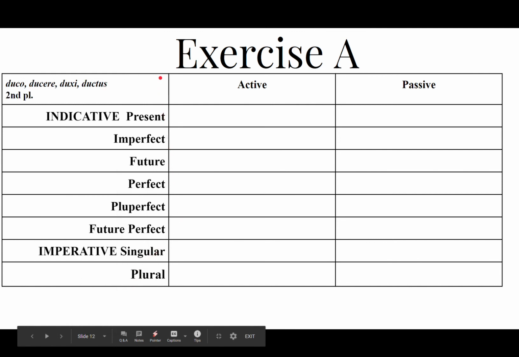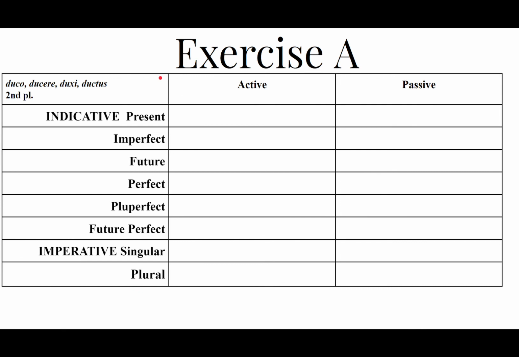Duco, ducere, duxi, ductus. Second person plural. All right, so a very ubiquitous verb; this verb is all over the place. The present stem is duc. It's a third conjugation, so you're chopping the o off of the first principal part: duc. Use it in the present, imperfect, future, active and passive. Second person plural: ducitis, passive ducimini. Imperfect, e before the ba.